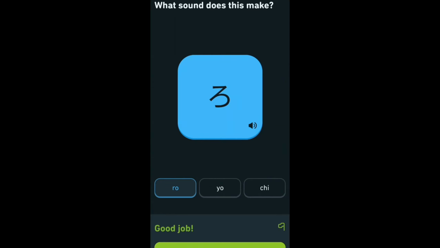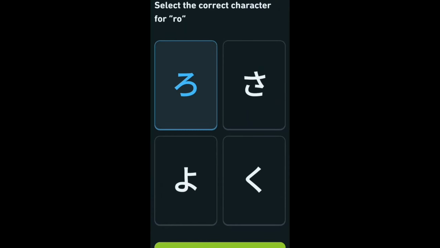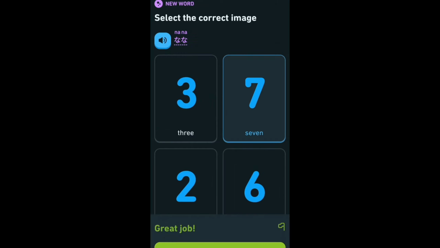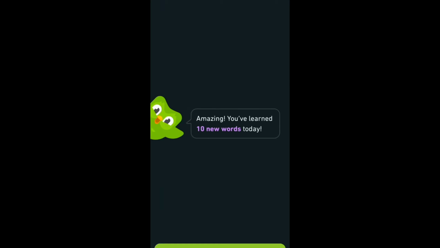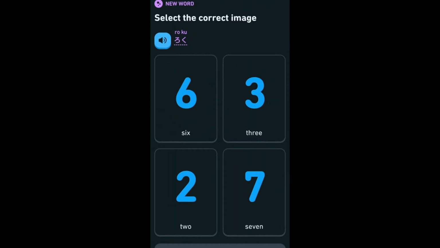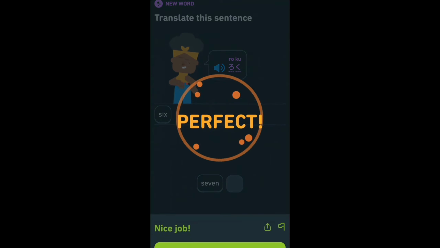If it's way too fast for you, you can lower the speed, or if it's a bit slow for you, you can make it faster via YouTube. So this is ro, and this is nana. So this is number 7. This is a new word. Nana is number 7. What is nana? Number 7. Great. So now we're going to go to roku, which is 6. So it'd be roku nana. Roku, what is roku? 6. Well done.